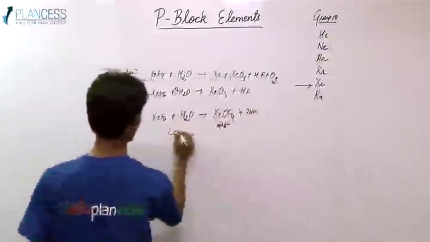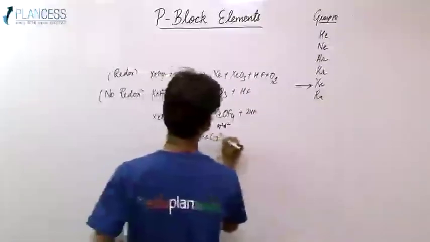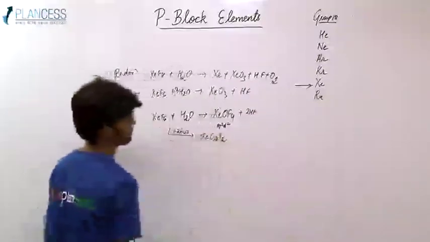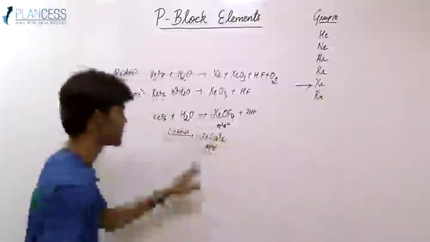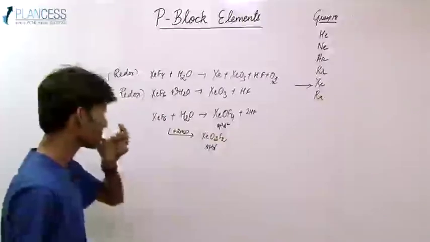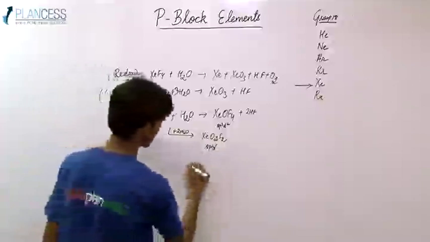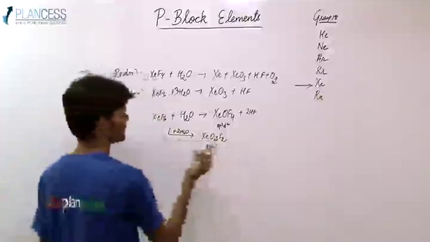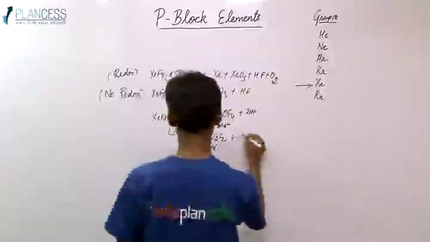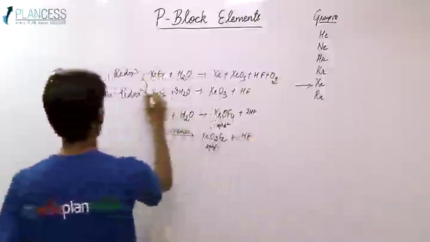If there are two molecules of H2O, then it forms XeO2F2. It would be 4 plus 1, so it would be sp3d hybridization, and the shape of this would be T shape, because the lone pair will acquire the equatorial position, so it is T-shaped XeO2F2 plus HF. So these are some of the hydrolysis compounds formed.